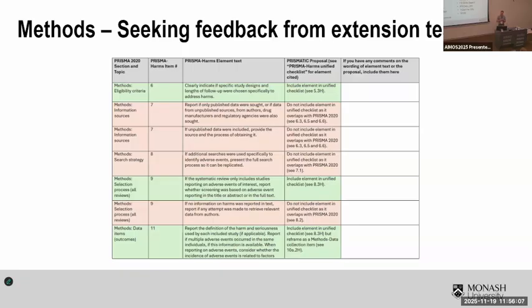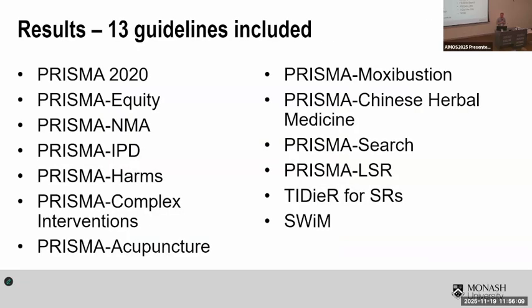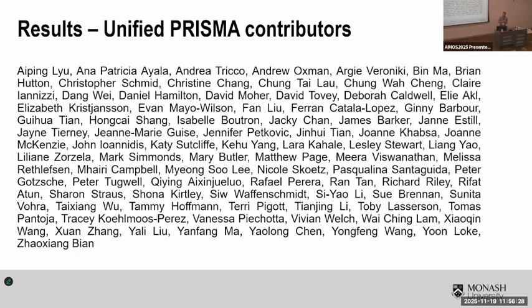So in terms of results, we included 13 of the Prisma extensions that exist for systematic reviews of interventions, along with Tidier for systematic reviews and the SWIM guideline, which are heavily aligned with Prisma. I just want to acknowledge the contributors. These are all the people who commented on all the harmonization reports and gave us input into the wording for all this material.